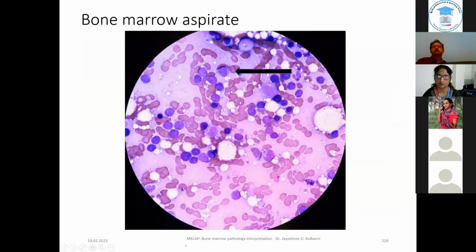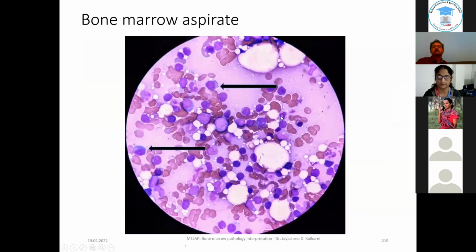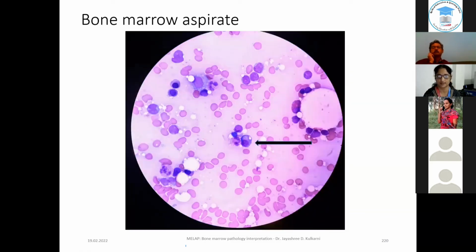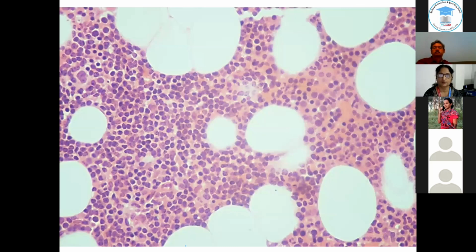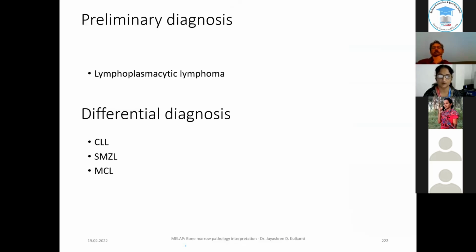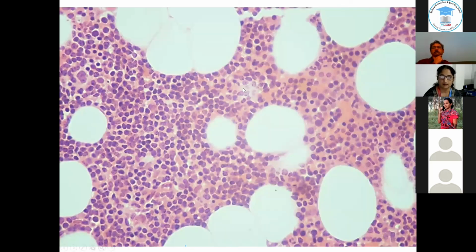More abundant cytoplasm here. Some eccentrically placed nuclei, some plasma cells. So we are looking at different kinds of population. You are seeing lymphoid cells, plasma cells, and lymphoplasmacytic lymphocytes. So on the bone marrow biopsy, hypercellular, and not much we can appreciate from this biopsy.